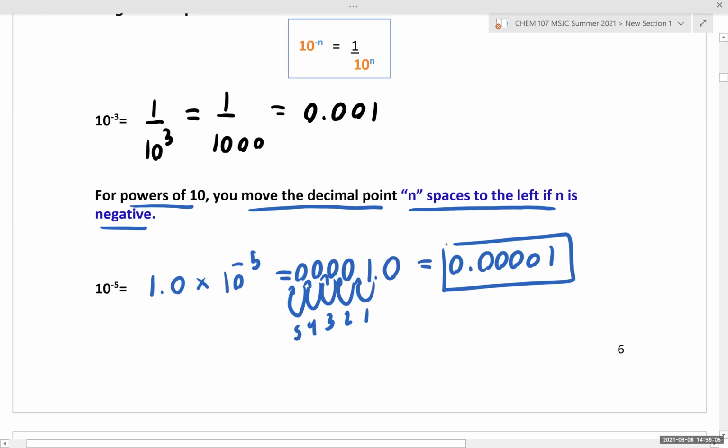Does this idea of multiplying by positive and negative exponents make sense? Are there any questions I can address?